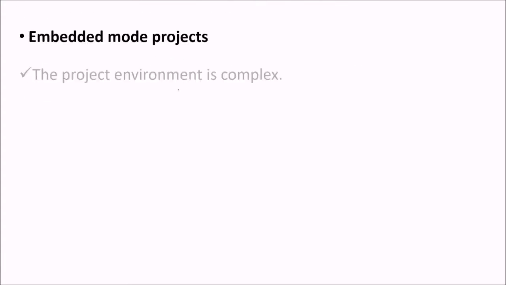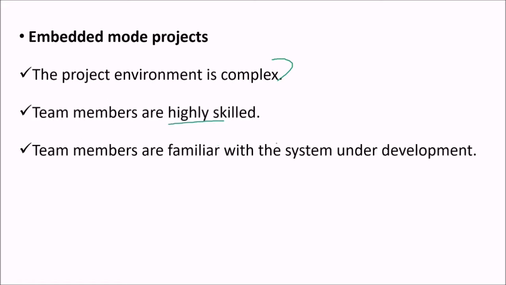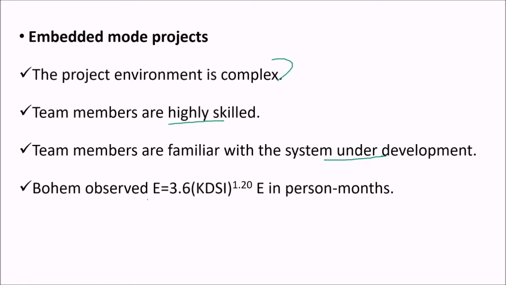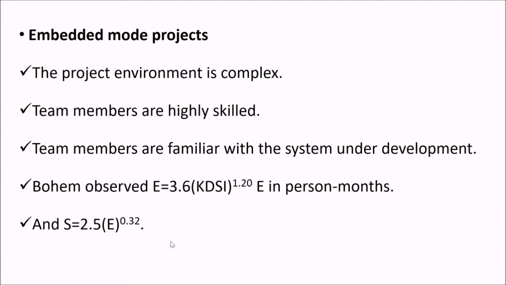Then embedded mode projects: the project environment is complex. Team members are highly skilled. Team members are familiar with the system under development. So a complex system is there, but two things are in favor of the project development. So Boehm observed that it is given by E equals 3.6 KDSI to the power 1.20, E in person month. So schedule is given by 2.5 E to the power 0.32.